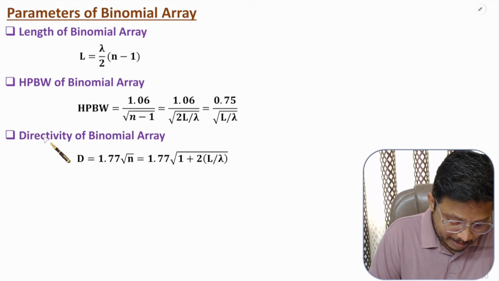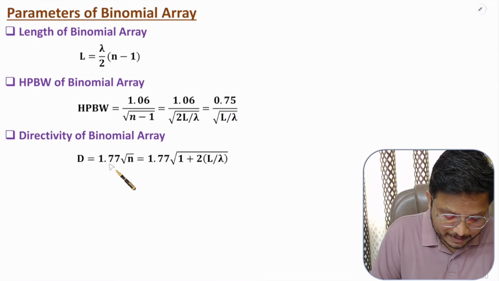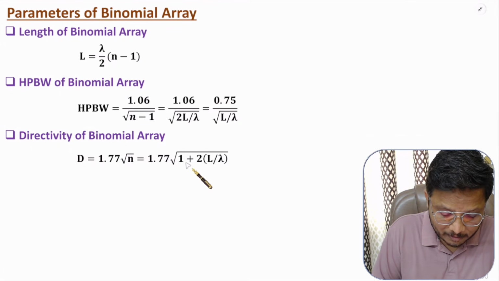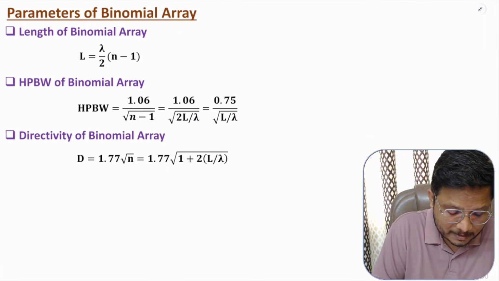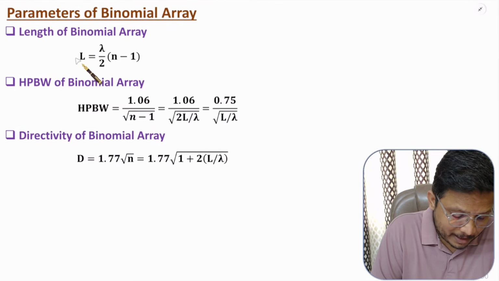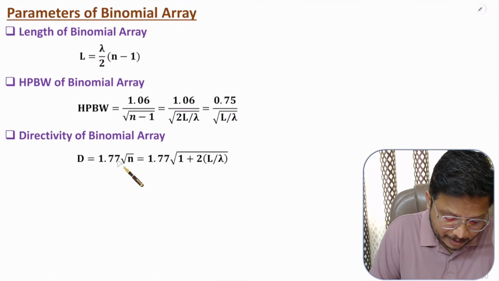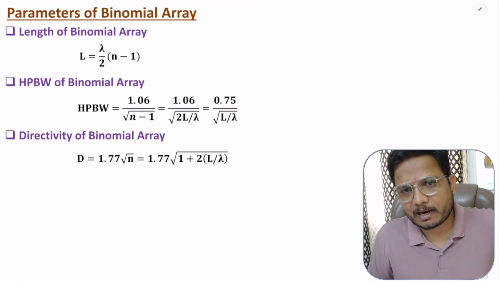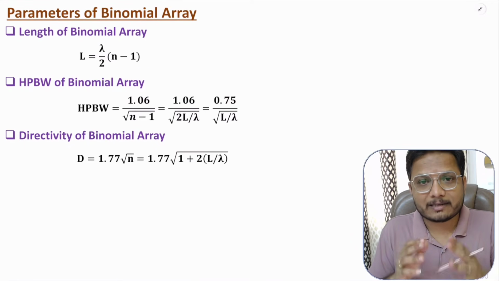And if you want to calculate directivity, then the basic equation is 1.77 into square root of n, and this n can be identified from this equation itself, where I have substituted n equals 1 plus 2L by lambda as per this equation. See, this 2 is getting multiplied here, lambda is getting divided over here, and after that you will have to add 1 over this side, so that will be n. So n is 1 plus 2L by lambda that I have substituted in this equation to get directivity, right? So these are the essential parameters that one should know for an understanding of the binomial array.